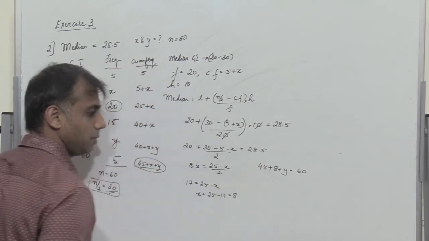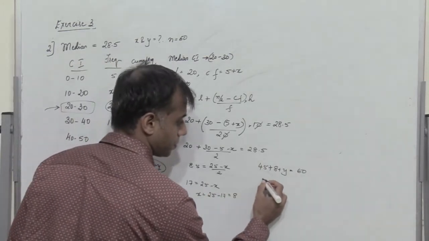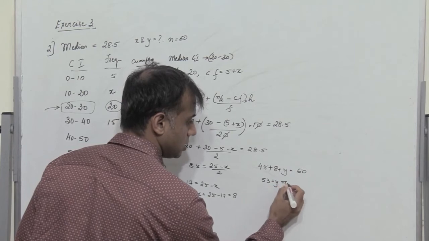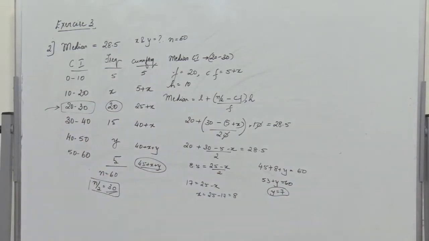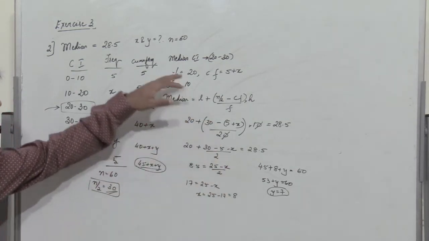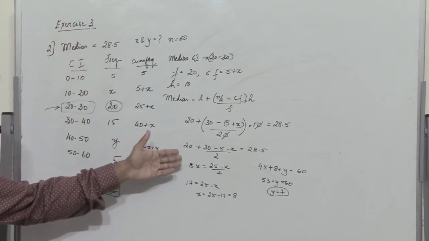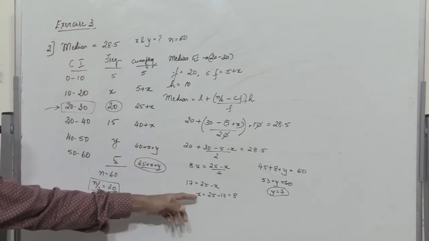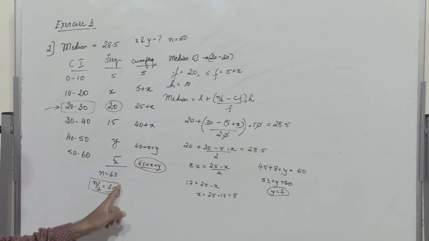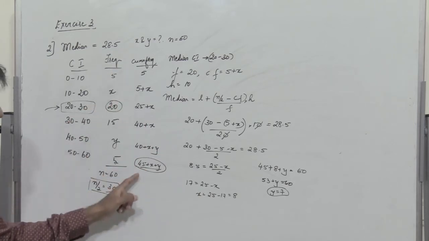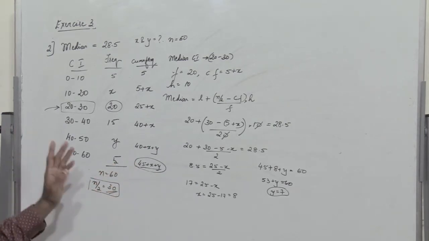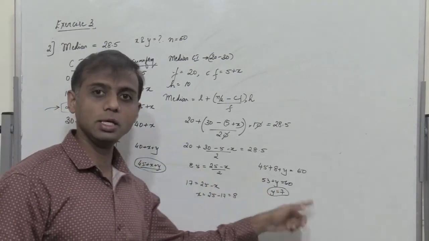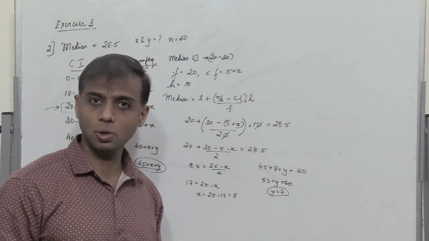Right? So 45 plus 8 is 53, plus y equals 60, or y equals 7. Right? So we have found out the value of y very easily because the median value is given. So first find the value of x, and then you substitute the value of x here by using the fact that the last term in the cumulative frequency column is equal to n, which is 60. Right? So when I substitute the value of x, you will also be able to find the value of y.